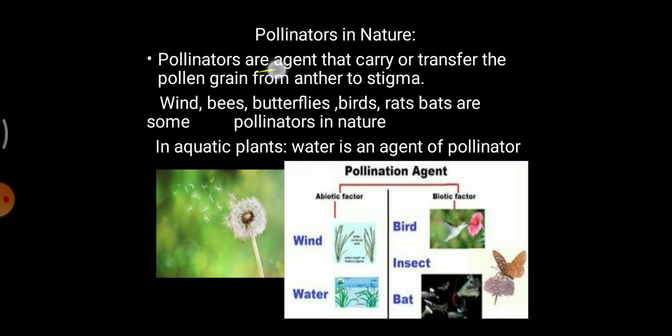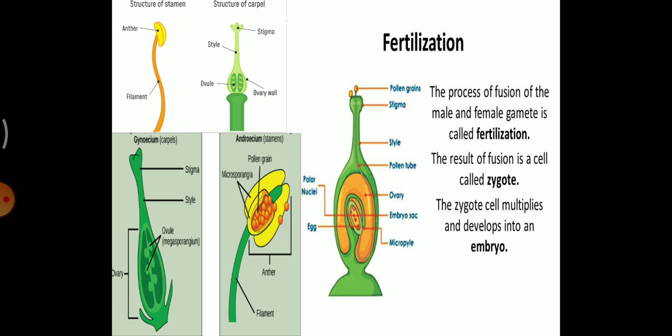So pollinators are agents that carry pollen from the anther of one flower to the stigma. It can be wind, bees, butterflies, birds, rats, and some other pollinators in nature. In aquatic plants, water is an agent of pollination. Now, what exactly is fertilization?